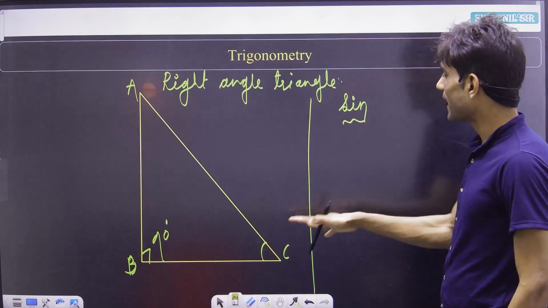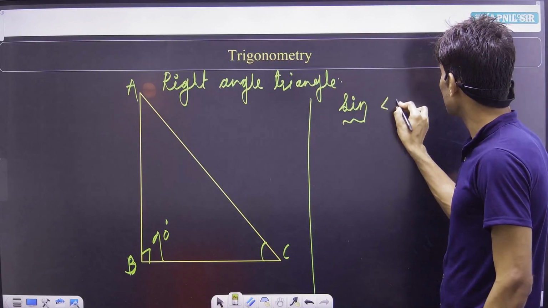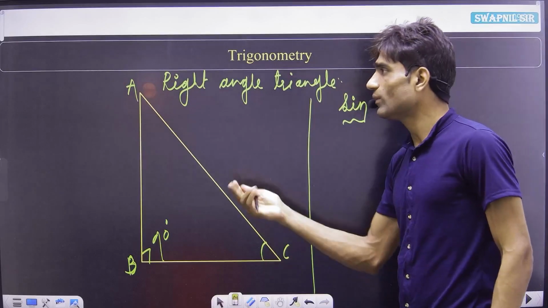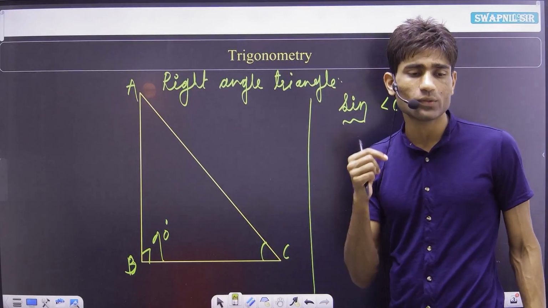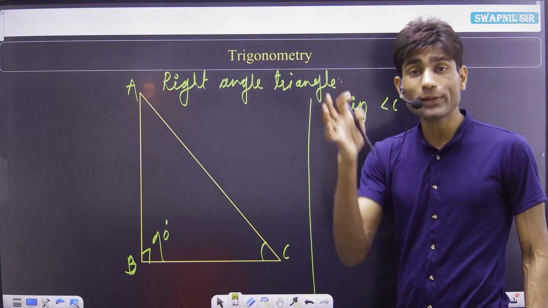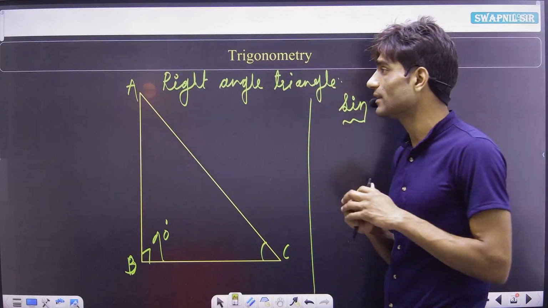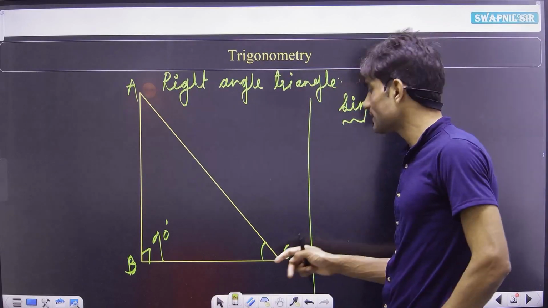About this angle C, sine of angle C. Now we can see that we have three vertices, and one of the vertices, C here, we don't know the value. So we are going to define all the trigonometric ratios with angle C. So we have to find out the sine of angle C.